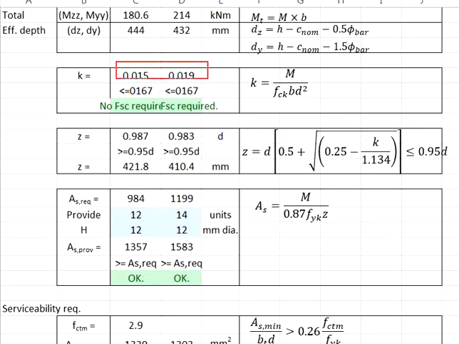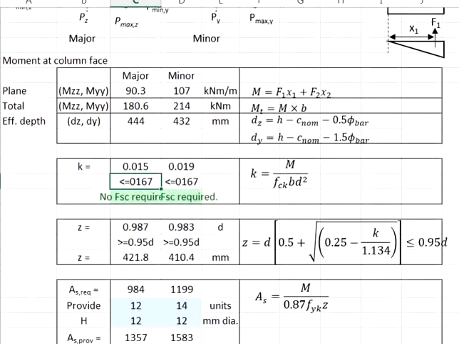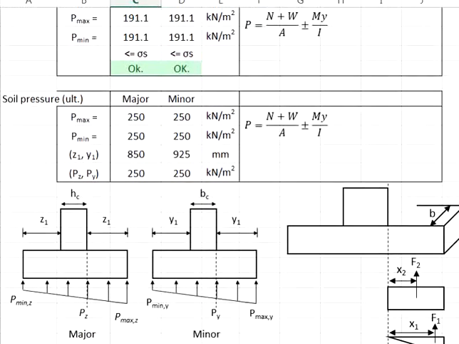The calculated values are less than 0.167. That means no compression rebar will be required. That means based on the calculated moment alone here, you do not require any compression rebar. That means in the case for your peg footing, you only need to provide the reinforcement bar at the bottom side of the peg footing. No reinforcement bar is required at the top side of the peg footing.